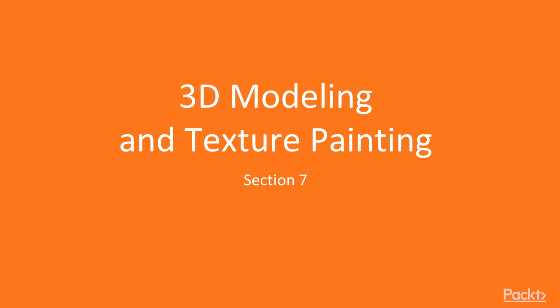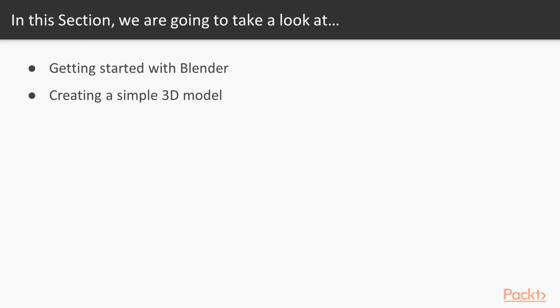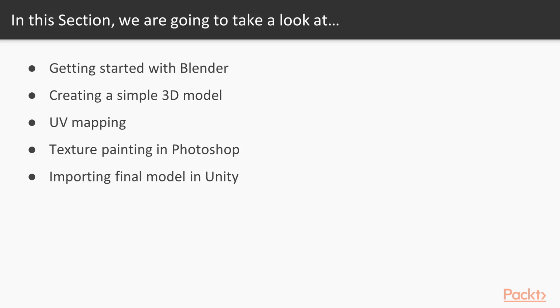Hello and welcome to section 7, 3D modeling and texture painting. In this section, we'll get started with Blender. Then we're gonna learn how to create a simple 3D model. After that, we're gonna learn how to do UV mapping in Blender. Also, we're gonna learn how to do texture painting in Photoshop. And finally, we're gonna export our 3D model and import it into Unity.